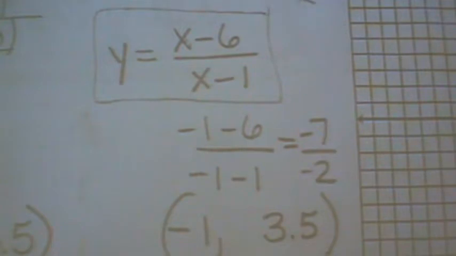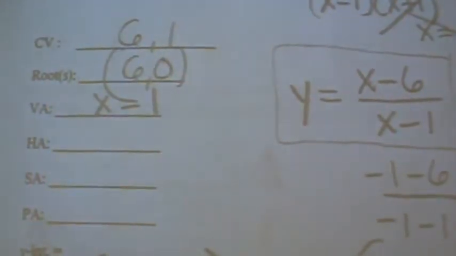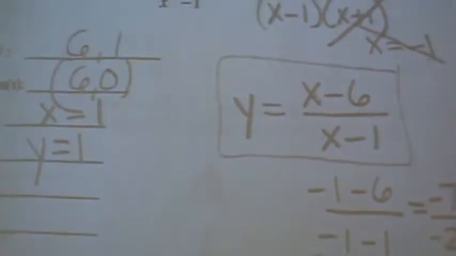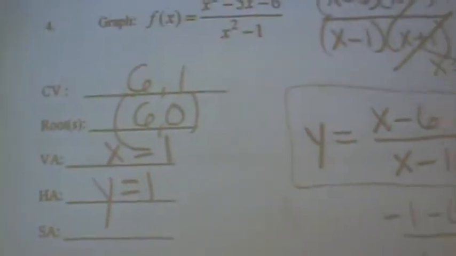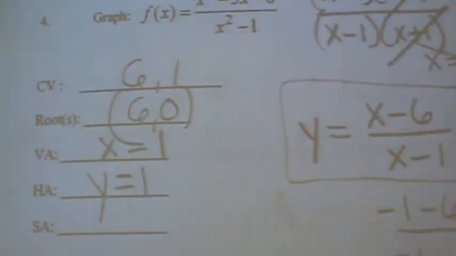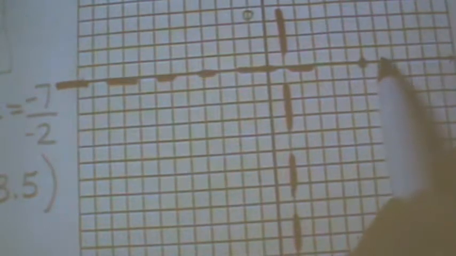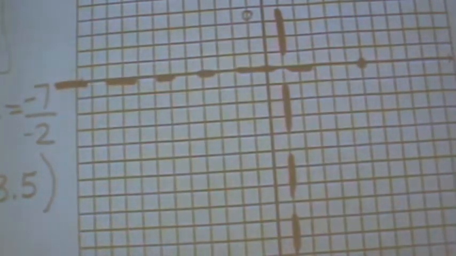And the degrees of these are the same, so y equals 1. Where does y equals 1 come from? What's the degree of both the top and the bottom? They're the same. So when they're the same, you take the leading coefficients. Whoops, my bad. It's y equals 1. Now I'm going to have to redraw it, because I did it in pen.